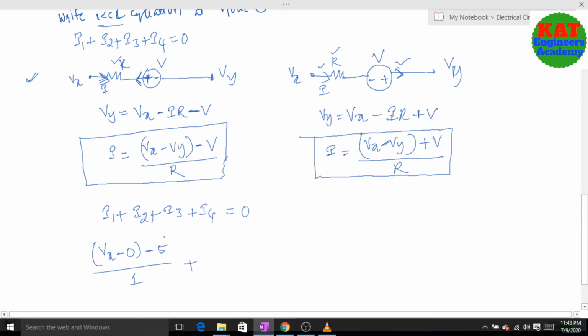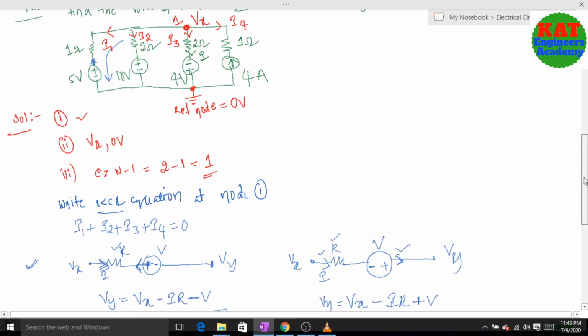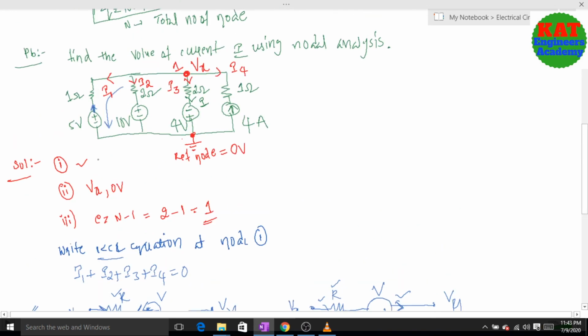Plus I2 is nothing but, again, go for the I2 current. Where do we have the I2 current in our electrical network? Again you go to the circuit and see how the I2 current is flowing. Just listen: I2 current is flowing through the 2 ohm resistor, from the Vx node up to the reference node. So the current is flowing from Vx to 0 potential, so higher potential Vx minus 0.